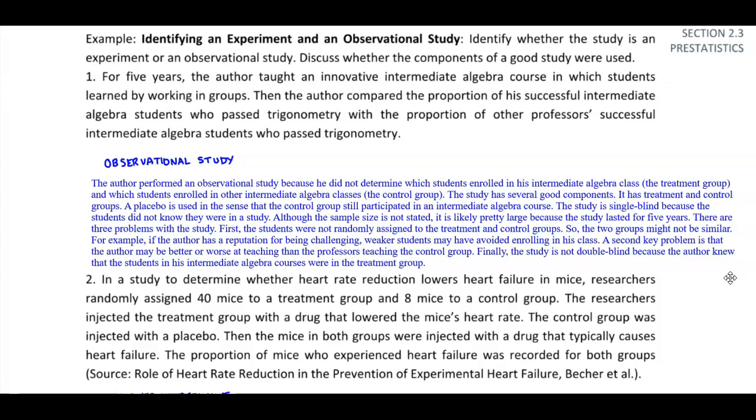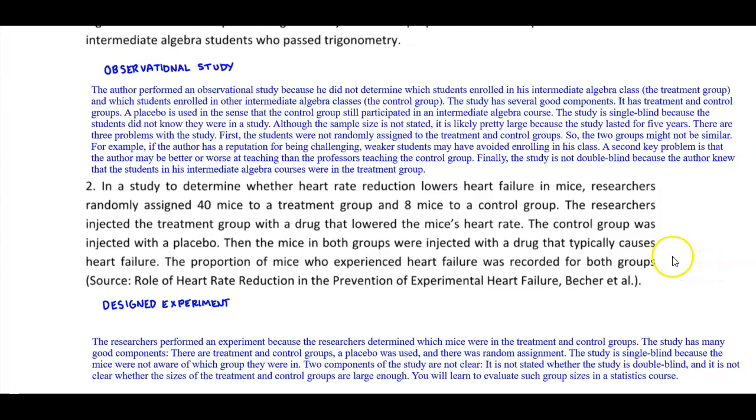Finally, the study is not double-blind because the author knew that the students in his intermediate algebra courses were in the treatment group. Number 2. In a study to determine whether heart rate reduction lowers heart failure in mice, researchers randomly assigned 40 mice to a treatment group and 80 mice to a control group.